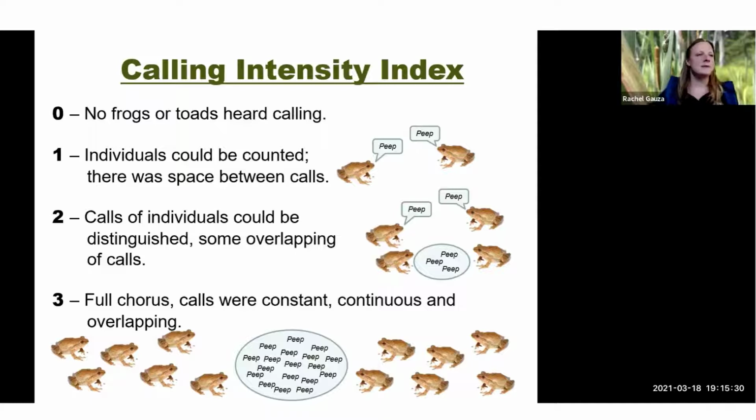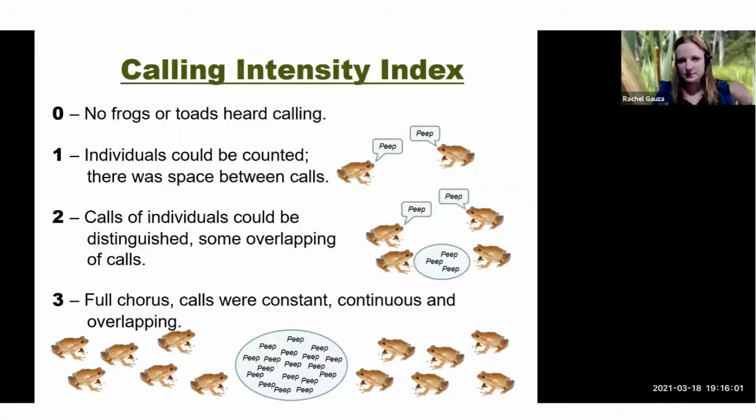All right. So another layer on top of this that we're going to talk about tonight is that not only are you going to be identifying these individual species, you're going to be assigning a rating of relative abundance for them, or what is known as the standardized scale, the calling intensity index. So it's basically a one, a two, or a three based on the amount of individuals that are there.